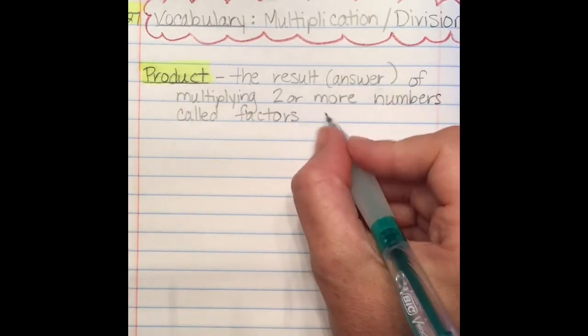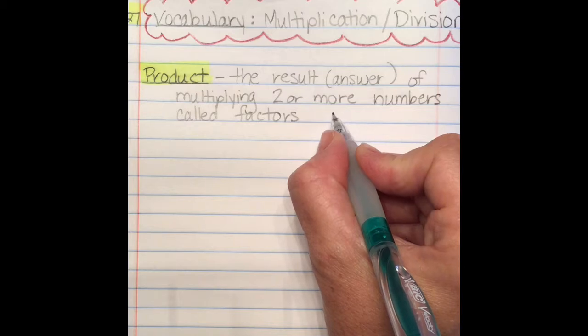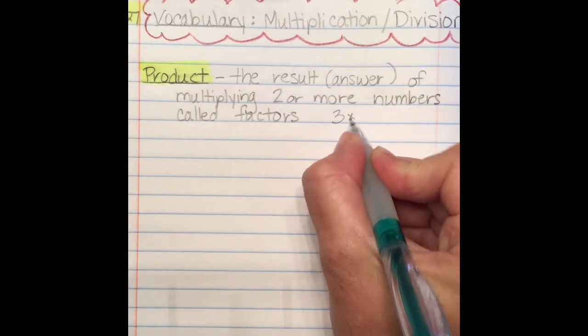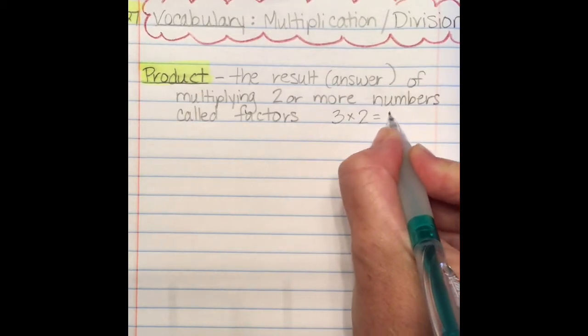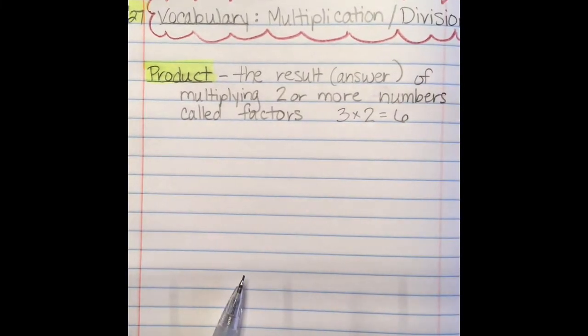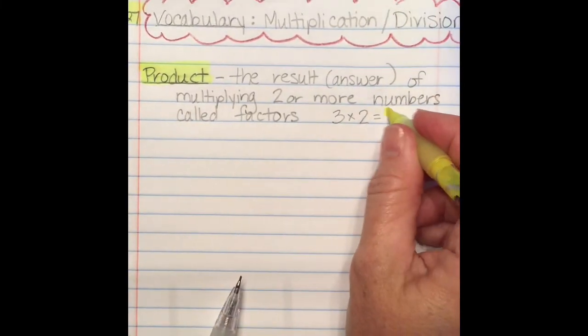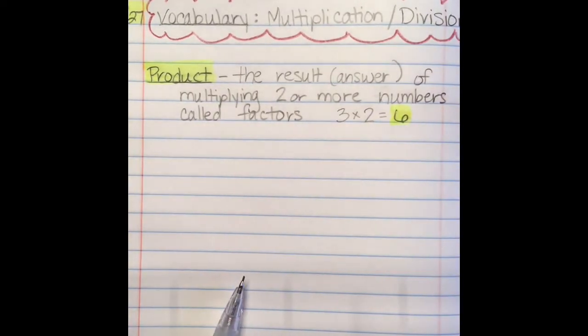In this case, I'm also going to write down a multiplication problem. I'm just simply going to write 3 times 2 equals 6. And since 6 is the product, I will highlight that so that I know what a product is.